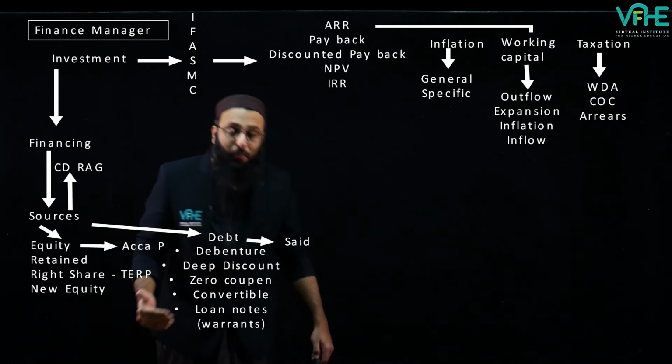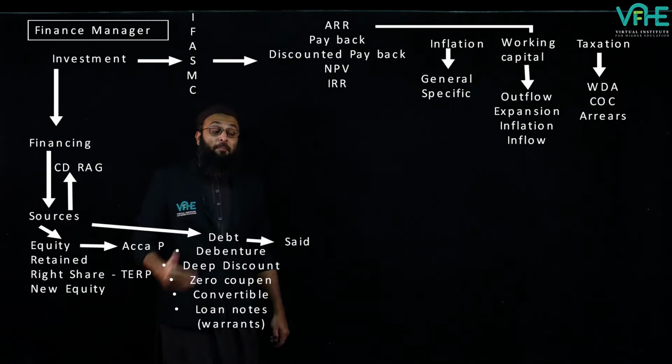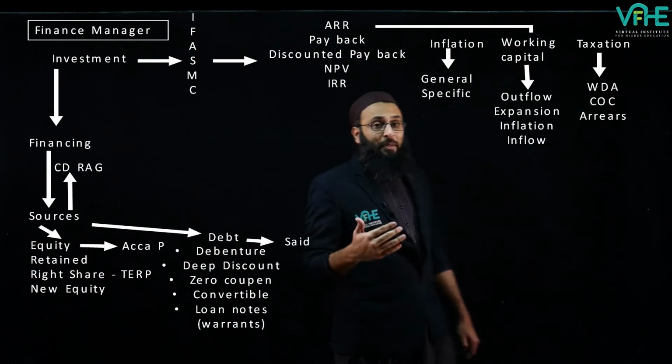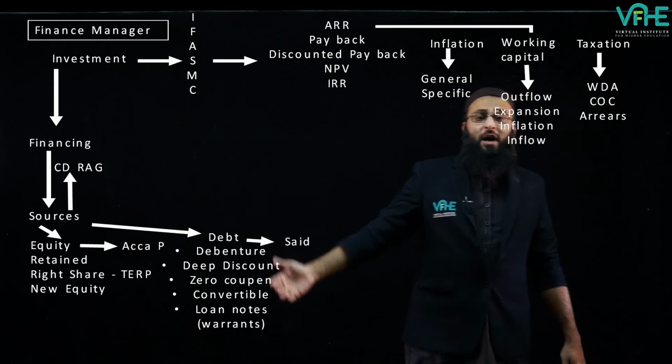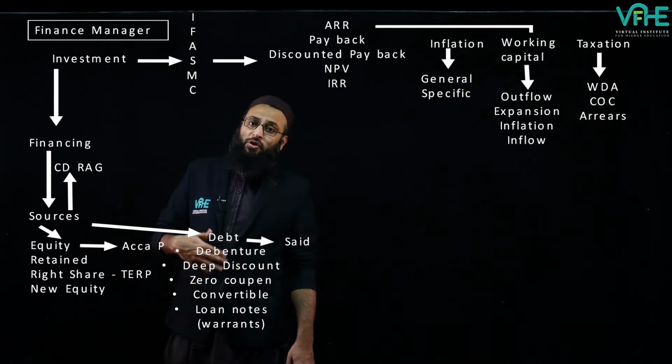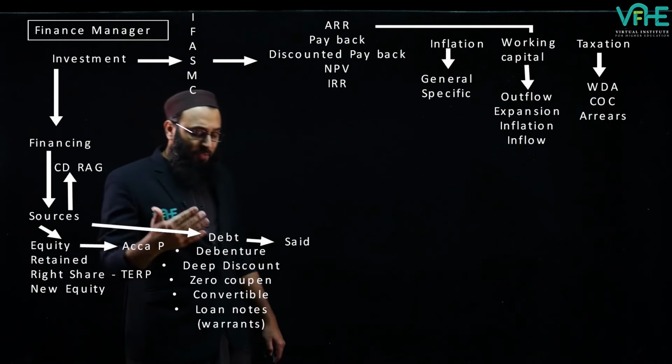Then you have zero coupon bonds. This is a bond in which company issues the bond to bank or the public at a very high discount, and then in return there is zero coupon, which means there is no interest over the life of the bond.